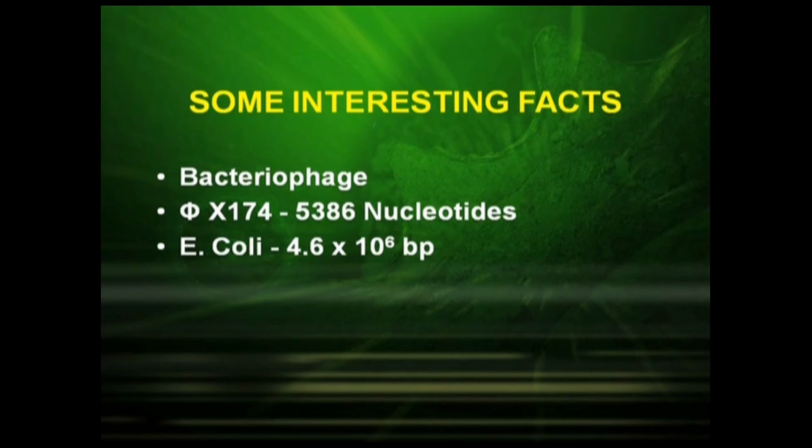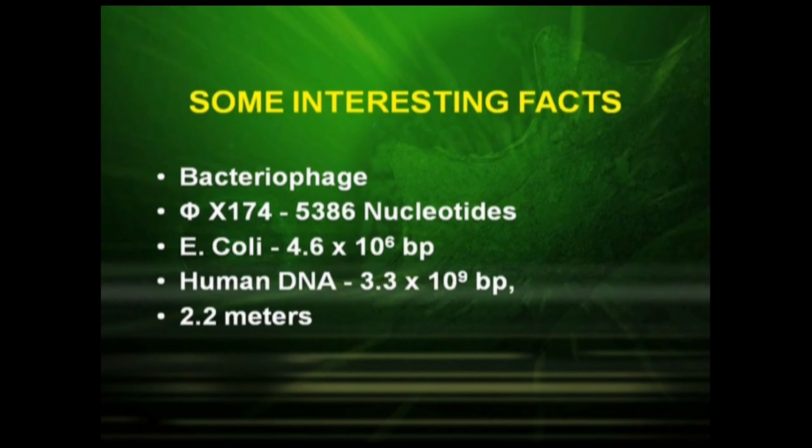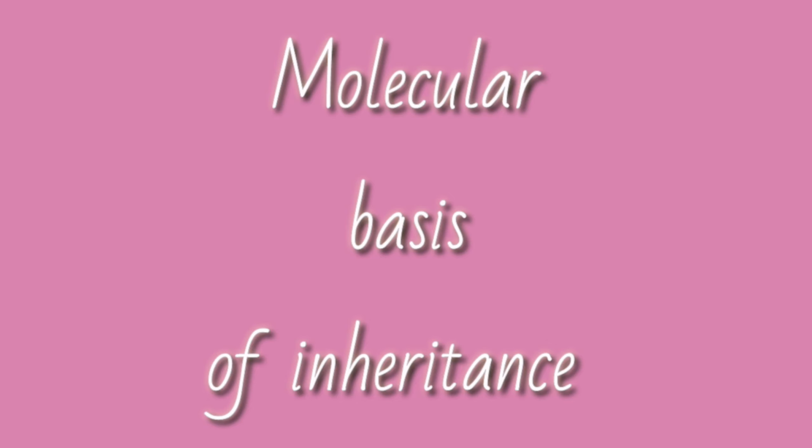And in E. coli, the DNA base pairs are 4.6 × 10^6. On the other hand, in human DNA, the base pairs are 3.3 × 10^9 base pairs. And the length of the DNA is 2.2 meters, whereas the size of the nucleus is only 10^-6 meters. Now you can imagine how the DNA is packaged in such a small nucleus.